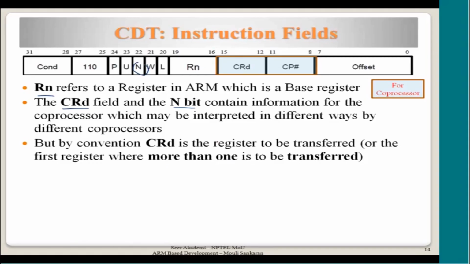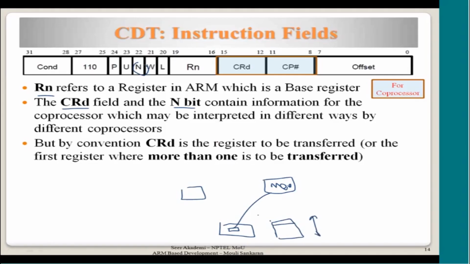The transaction can be a single word. In that case one register may be transferred. Suppose ARM is here, CP is there, only one register is transferred to the memory. That is one way. Another one is multiple transfer. Multiple transfer means I will mention the first register and then transfer from it till the end.